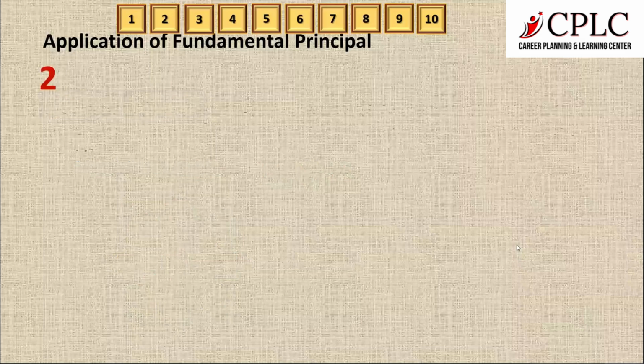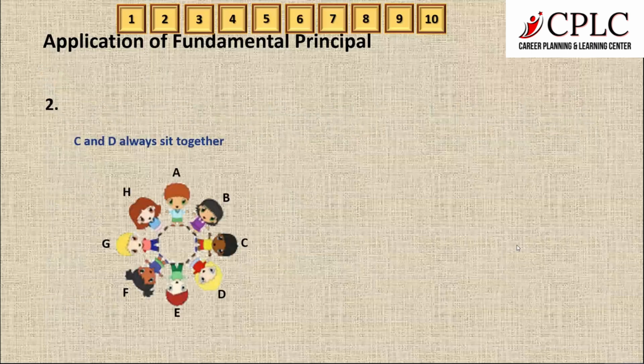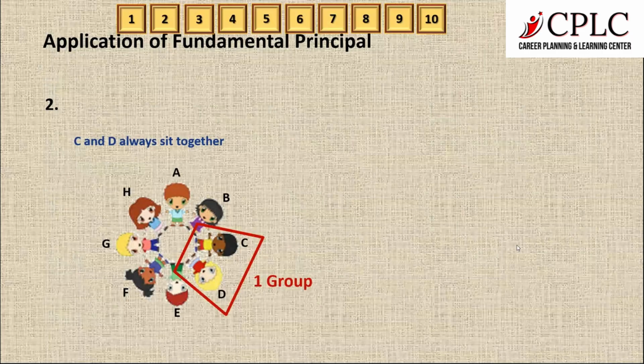Moving to the next question. 8 boys A, B, C, D, E, F, G, H have to be seated on 8 chairs kept in a circle. Find the number of ways in which they can be seated such that C and D always sit together. Over here, there's a condition. C and D are always sitting together. So in such cases, we will assume the people sitting together as one entity. If we assume C and D as one entity, then how many total people will be sitting in a circular way?